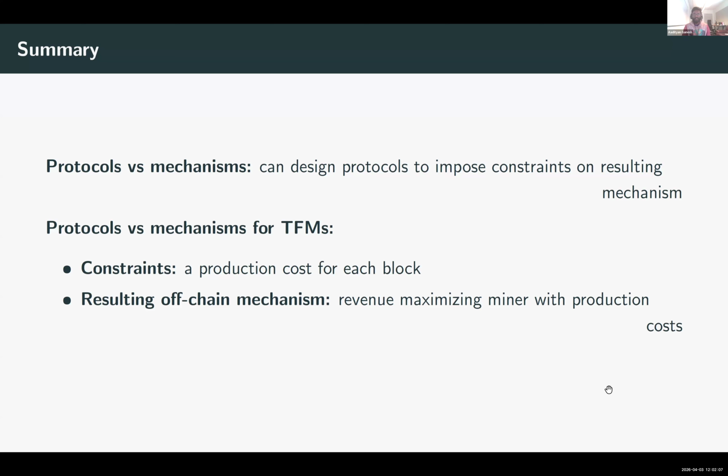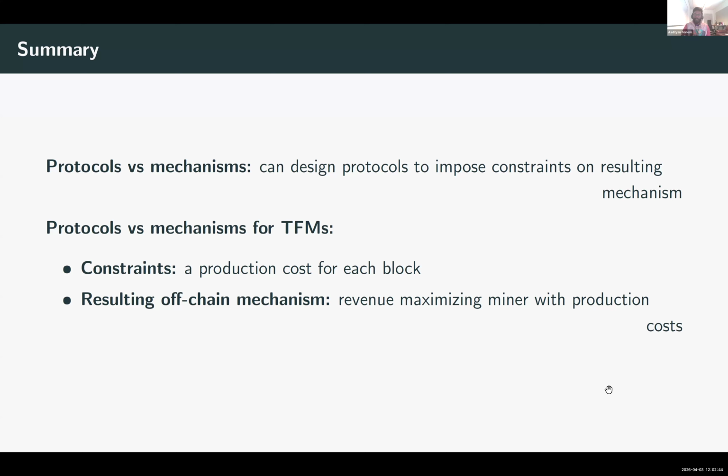The second takeaway is probably the reduction from transaction fee mechanisms to revenue maximization with production costs in the multi-item single-buyer setting. The way I would phrase this is that all the transaction fee mechanism does is pose some kind of constraint on the miner for what block they can build and what corresponding burn they have to make in order to build a particular block. And for those constraints, we were able to exactly characterize what the off-chain play would be.